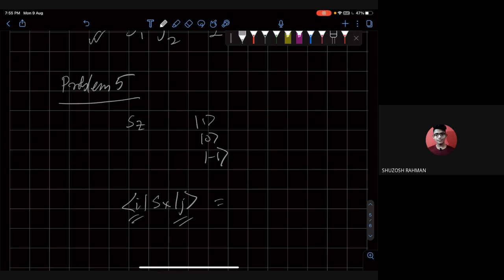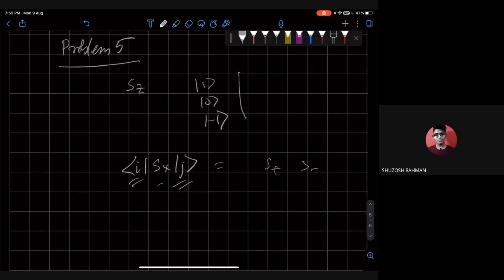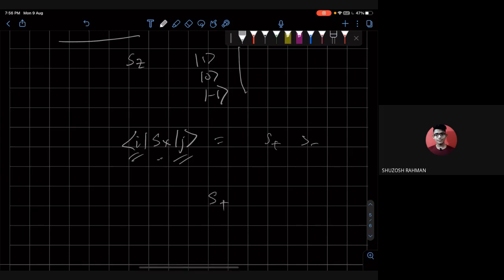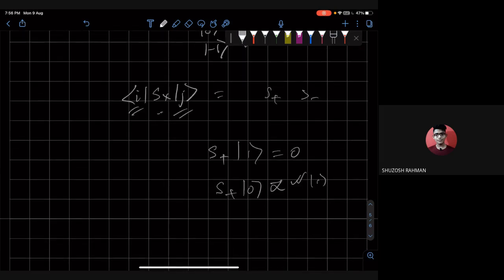And how do you do this without actually writing it down explicitly? You express it in terms of your raising and lowering operators. Then you know that S plus acting on +1 gives 0. S plus acting on 0 gives 1, and you have to figure out what this coefficient is by using those marvelous formulae. So yeah, that's it. But the second part is more physical.